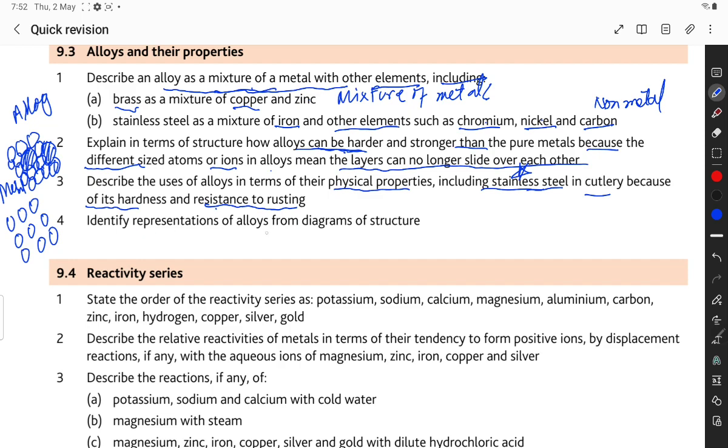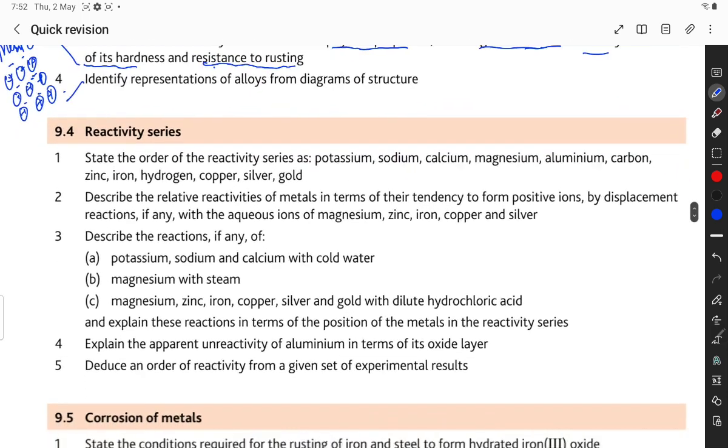Identify representations of alloys from diagrams. This is the alloy structure, this is alloy structure, and this is metal structure. I have drawn it earlier in metallic bonding. This is metal structure, this is a positive metal ion, and this is a sea of delocalized valence shell electrons.